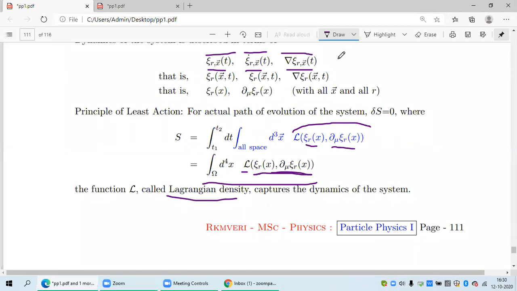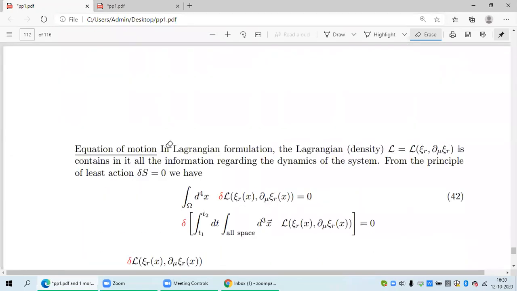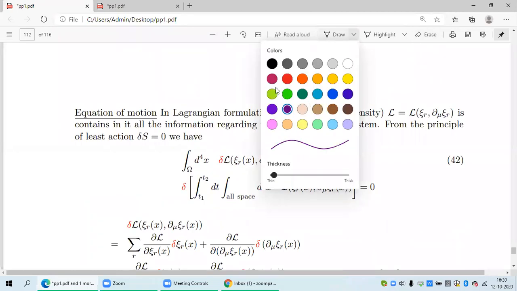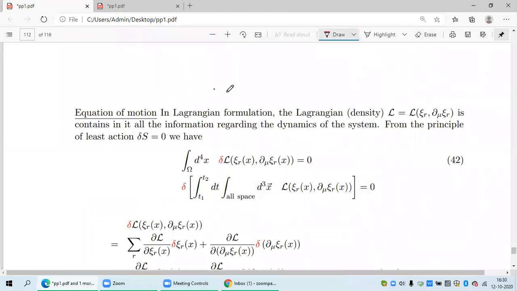Clear? Therefore, this is the action for the system. Okay. Now, equation of motion means this Lagrangian density, which is a function of this coordinate and space derivative as well as time derivative.